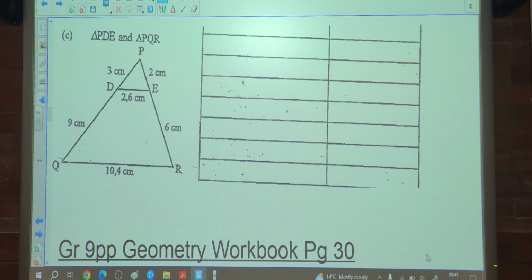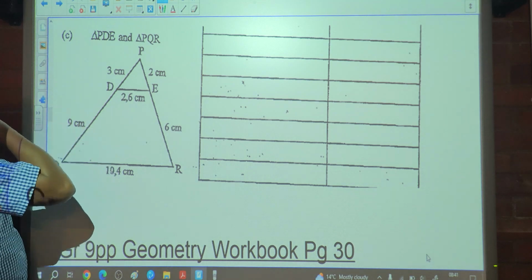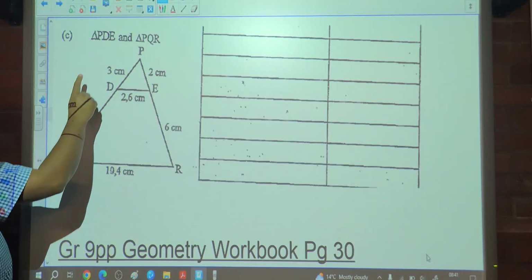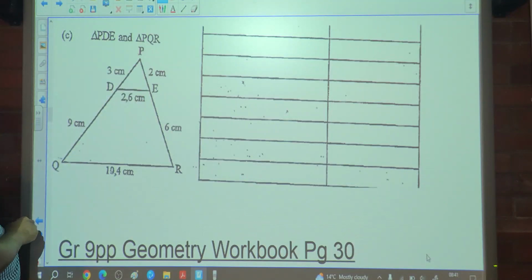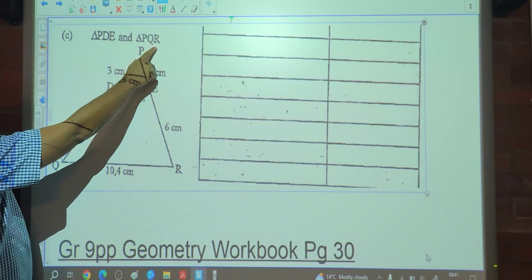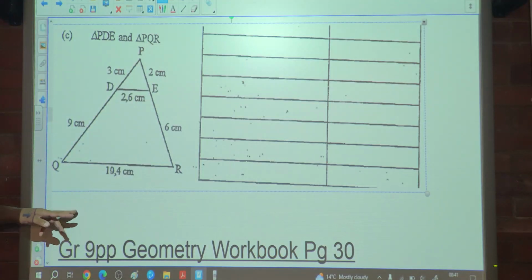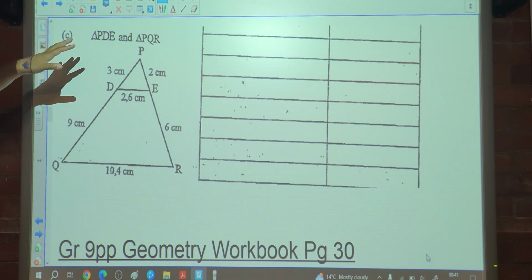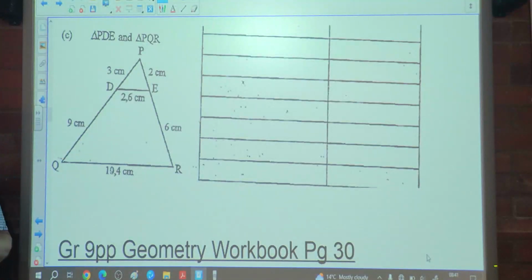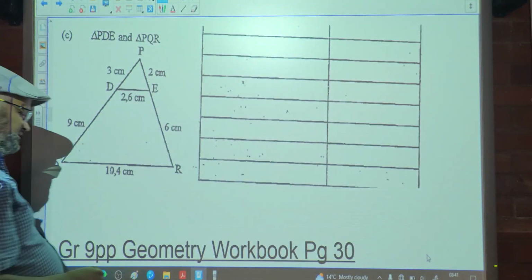Now you see that when the angles are given, normally the sides are in the right order. So we know that we're going to work with PD and PQ, not so? So let's see. PD and PQ. Can you see it's already in order? DE and QR. DE and QR. Can you see that? So the order is already in the correct order. As I said, if it's given to you like this, then it's given in the right order already. Okay, you guys understand?